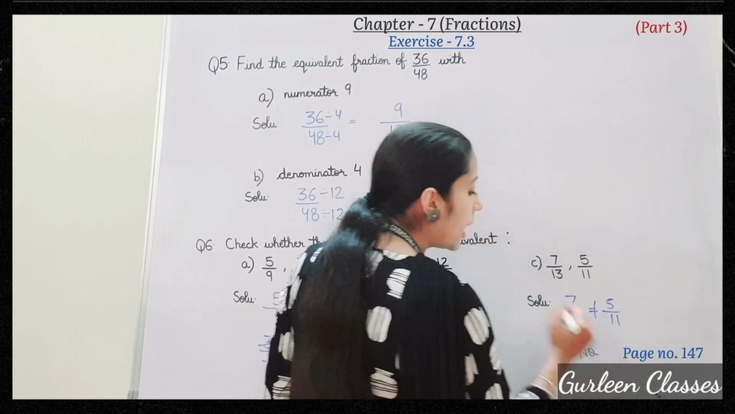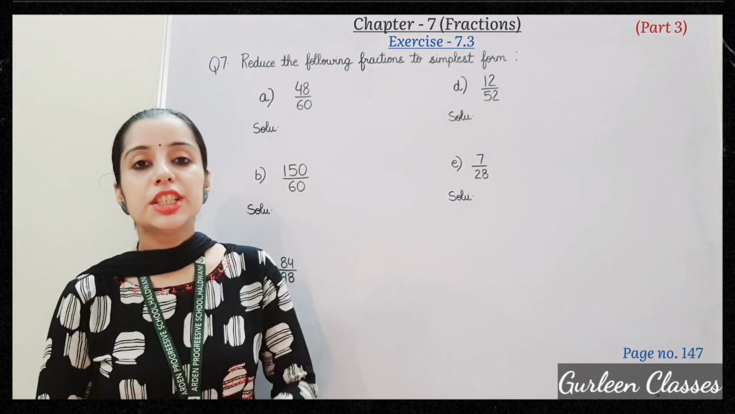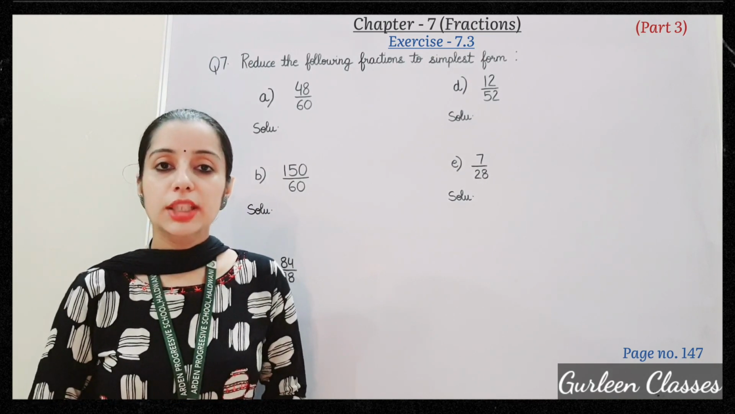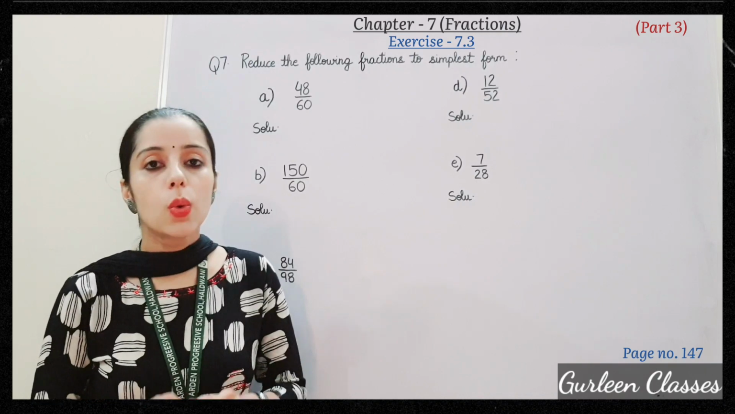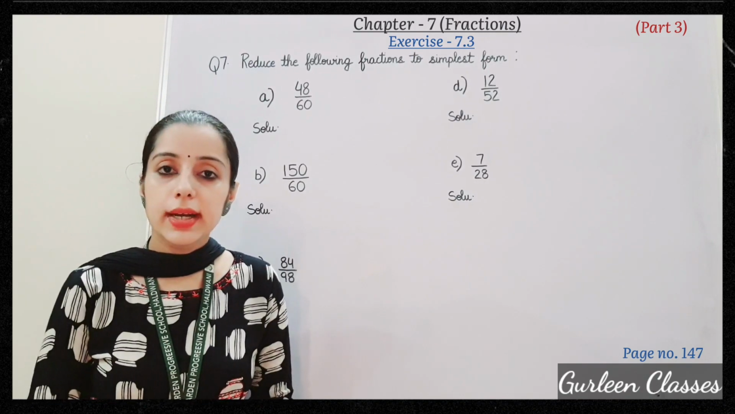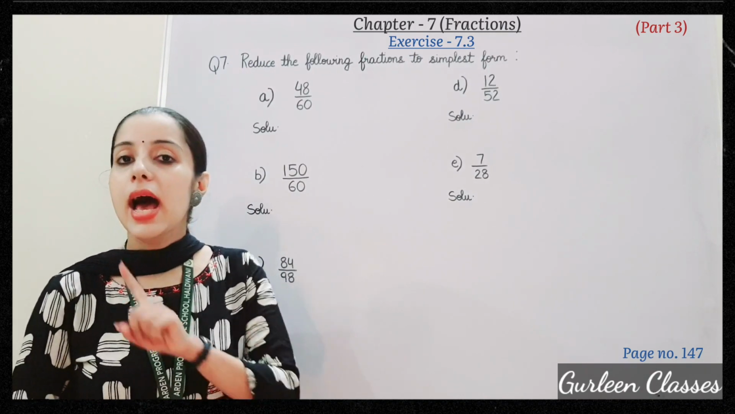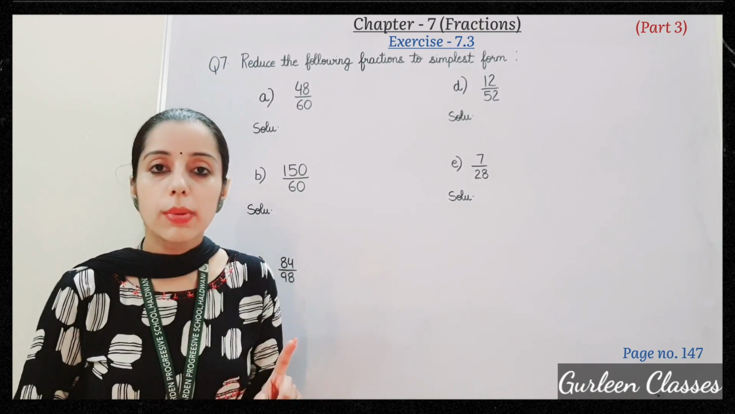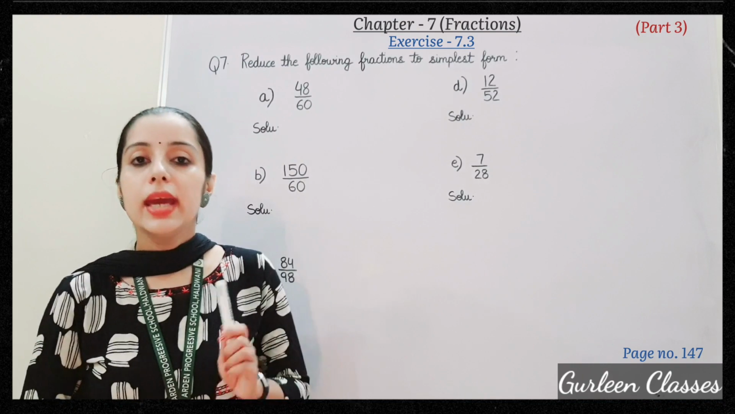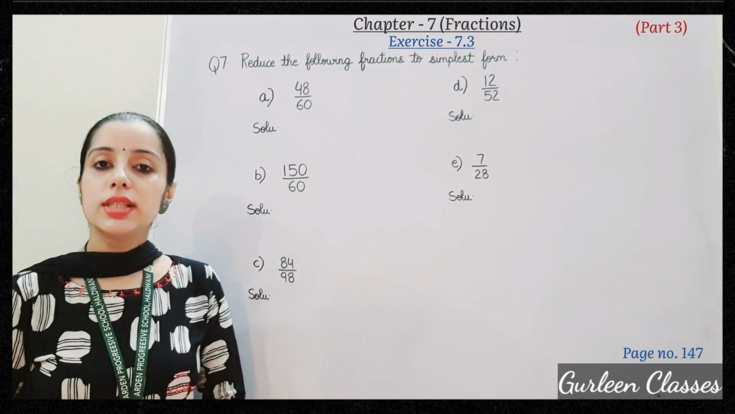So no, they are not equivalent. Question number 7. Reduce the following fractions to lowest form. Students, a fraction is said to be in lowest term if its numerator and denominator have no common factor except 1. A bar, 48 upon 60.